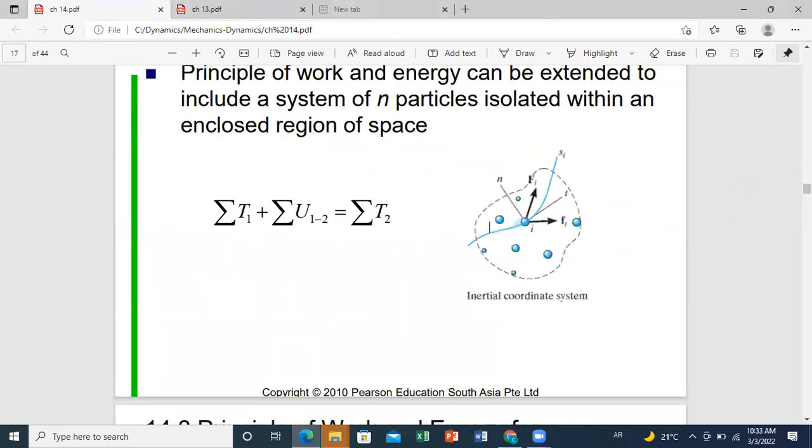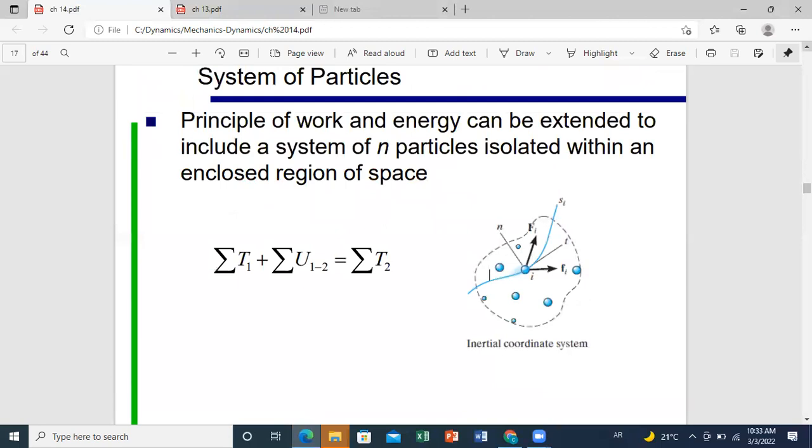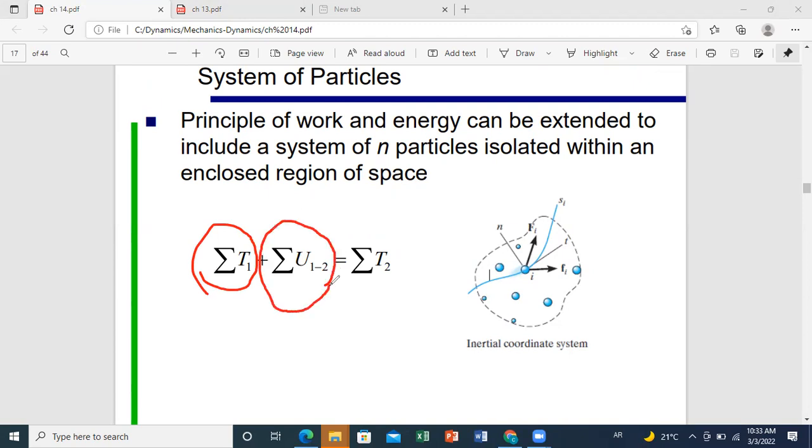Now let us consider what if we have several particles in the system? Not only one particle. Then it's very simple. All we have to do is extend the relation to a system of particles. We just consider the sum of kinetic energies at state 1 plus the sum of all work of forces between states 1 and 2 equals the summation of kinetic energies at state 2.